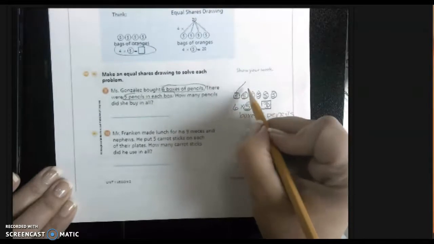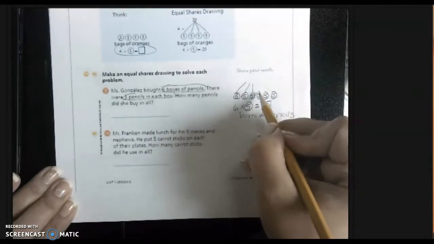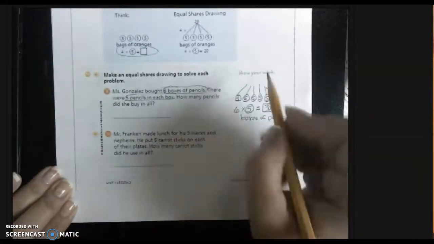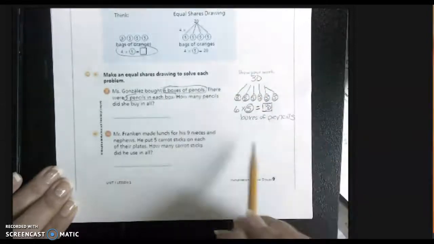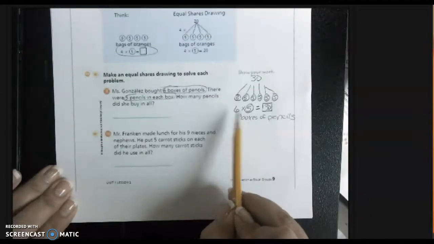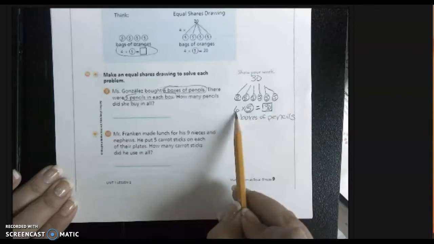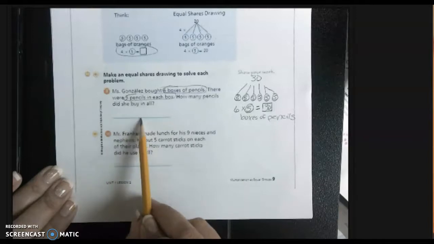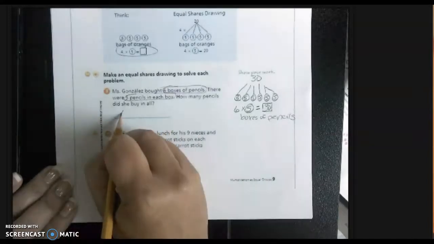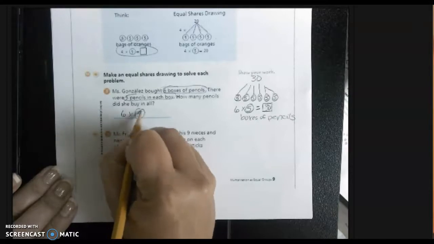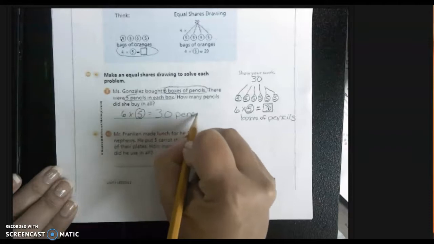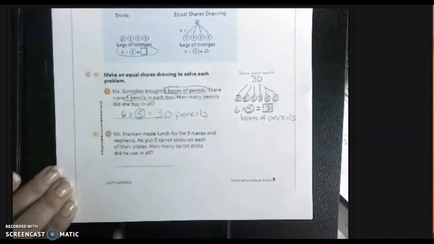Okay, and then we need to draw those funky lines up like they did in our model above. And we will write our product in there, which was 30. And we read this, 6 groups of 5 equal 30, or 6 boxes of 5 pencils each equals 30. And then over here, let's go ahead and write 6 times 5 equals 30, and we are counting pencils. Make sure you spell it correctly since it's spelled right above.